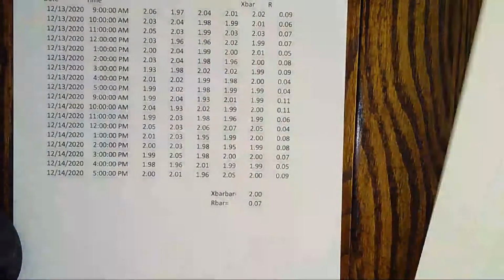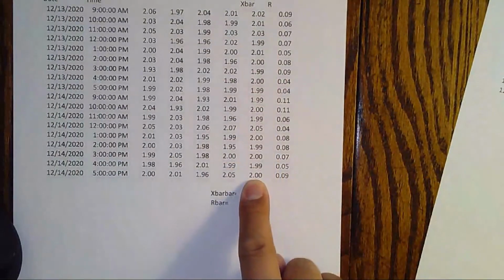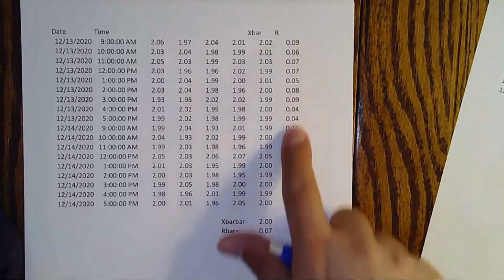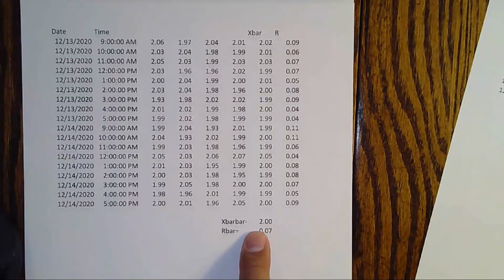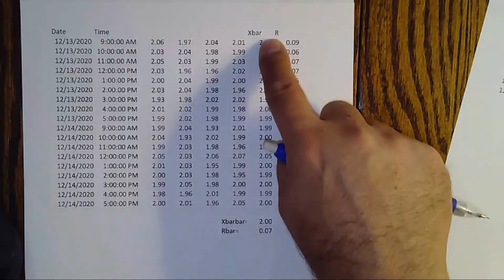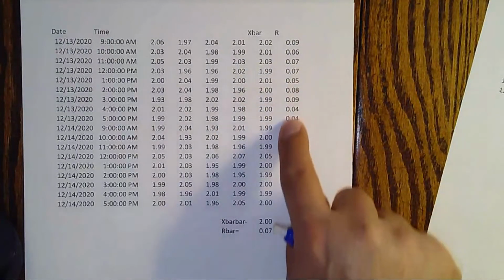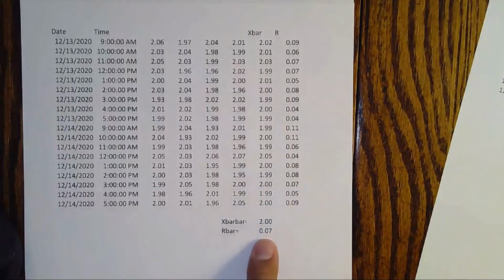So here are all 18 X bars. Scroll down, there we go. And all 18 of my ranges. I went ahead and calculated my X double bar, or the average of all of these X bars, and it was 2.00. I took the average of all of the ranges, which was 0.07, that's my R bar.